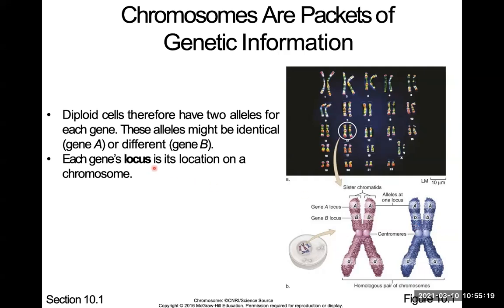Each gene's locus is the location on the chromosome where the gene is located. So locus is location. This is the locus for gene B, this is the locus for gene D, and this one is for A. So that's the location. The physical location of the gene is the locus.